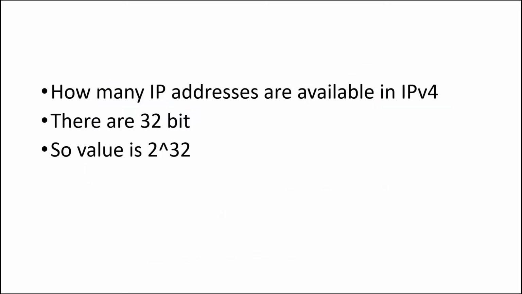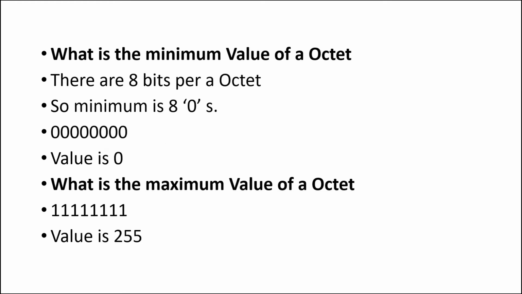Okay, so how many IPv4 addresses are available in IPv4? We know that there are 32 bits, so the number of available IP addresses should be 2 to the power 32. So we talk about an octet. An octet is an 8-bit segment of a 32-bit IPv4 address. So there are 8 bits there. The minimum value of an octet is 0. You know guys that a bit can represent 1 or 0. So the minimum value is when all 8 bits are zeros.